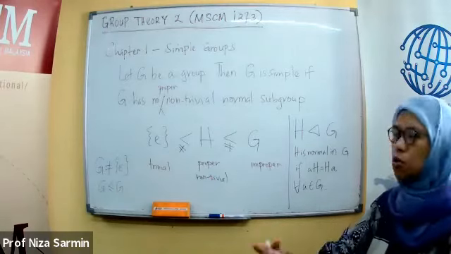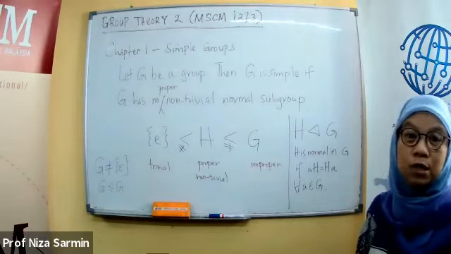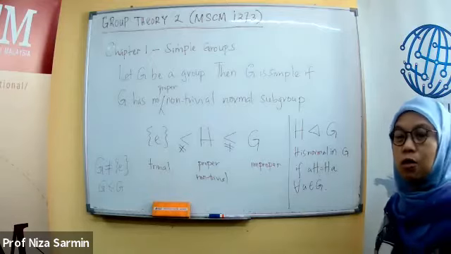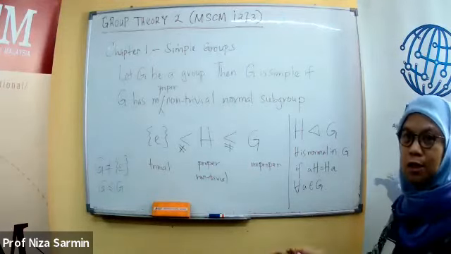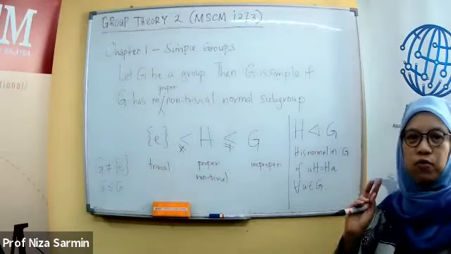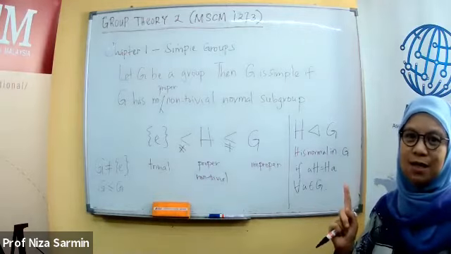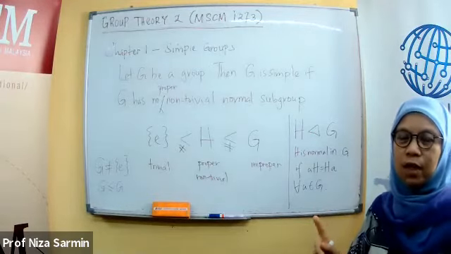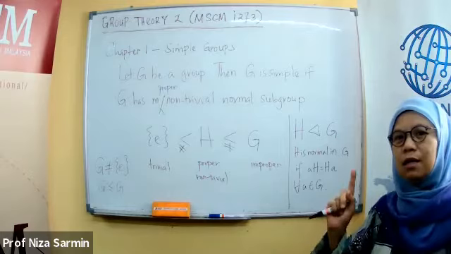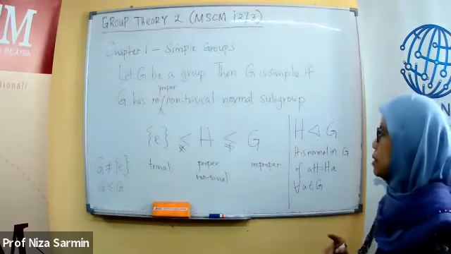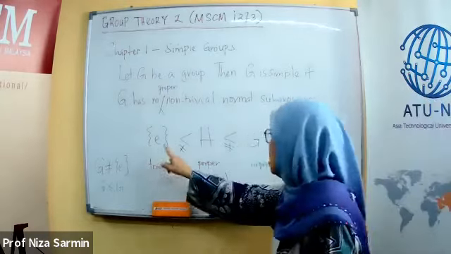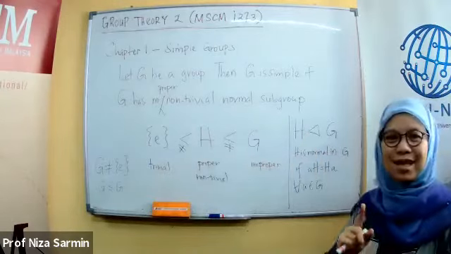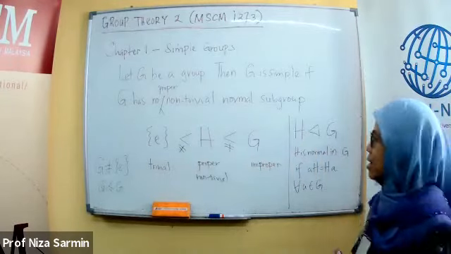So you're given a group, you see whether it has a normal subgroup or not, and whether the normal subgroup is proper, non-trivial. Once you find one, it's not simple. If the only normal subgroup is this or this, then it is simple. Okay?